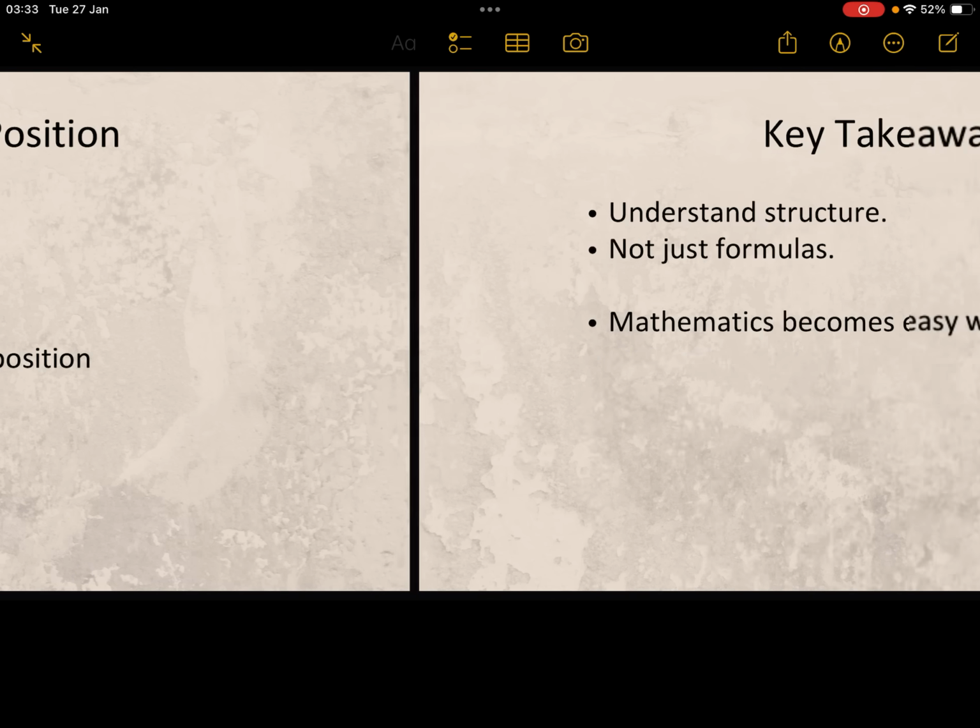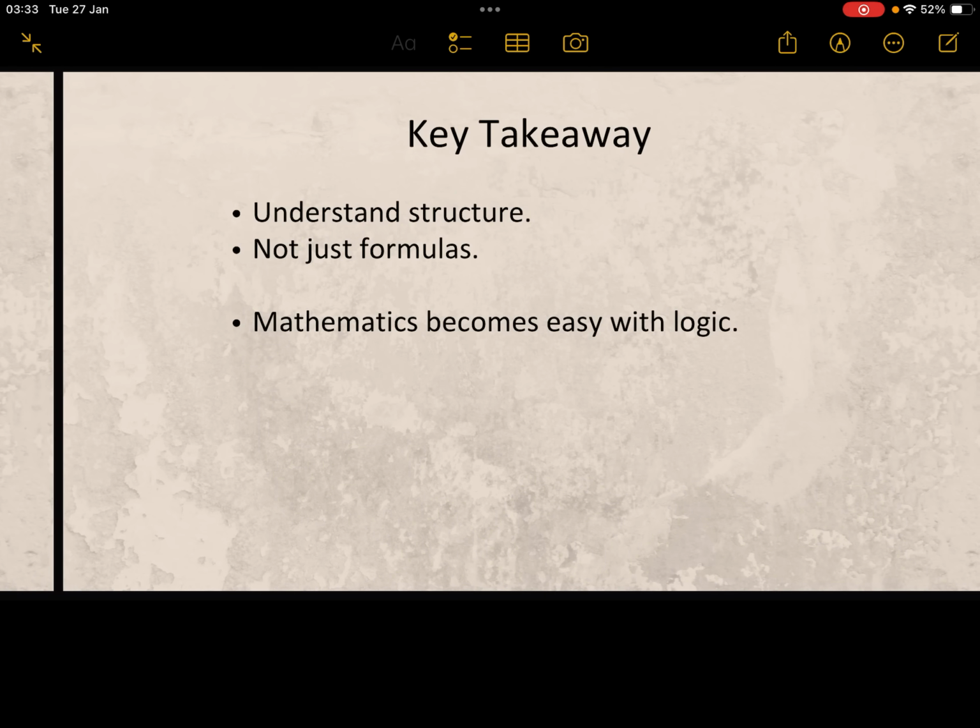And now, as a final summing up, I will say mathematics becomes simple when you understand structure instead of memorizing formulas. This video is an example of that. When you understand direction and position, coordinate geometry stops being confusing. So in the next video, I will show you how calculus finds the slope at a single point on a curve and why x tends to 0.